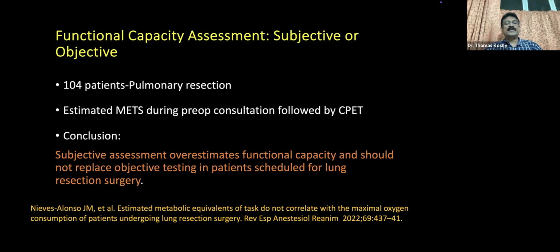They compared the estimated METs, that is the subjective consultation METs, with the CPET exercise-based oxygen consumption. They concluded that subjective assessment overestimates functional capacity, and they recommend that it should not replace objective testing in patients scheduled for lung resection surgery. It's not practical in every patient, but if you have doubt, it is a good idea to subject the patient to an objective test.